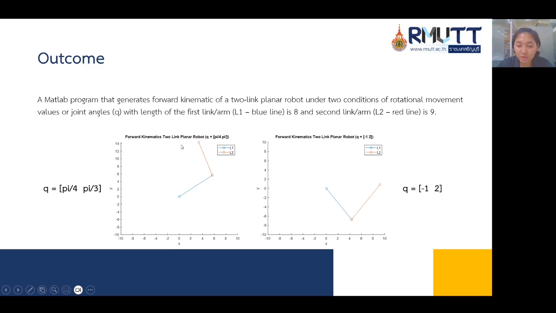This picture shows the result of the forward kinematics with two conditions of joint angle. The first joint angles are 5 divided by 4 and 5 divided by 3, and the result is like this. And then in the right picture, this is the forward kinematics of the two-link planar robot with the joint angles -1 and 2.